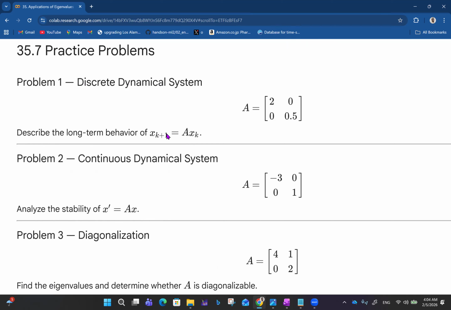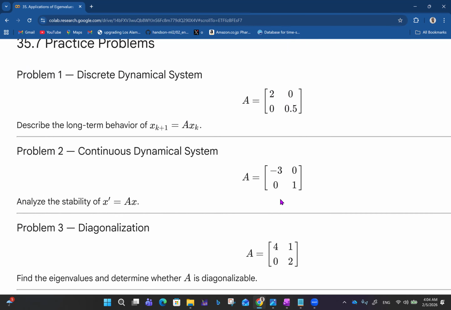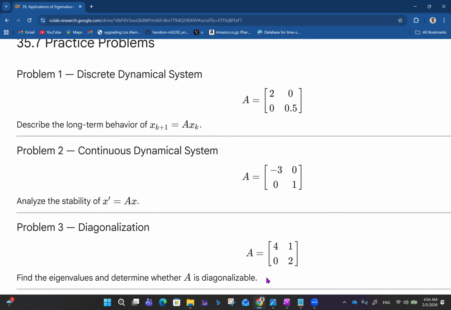Okay, but then we are talking about discrete. So for discrete, the absolute value of 0.5 here is less than 1, while the absolute value of 2 is greater than 1. So we are going to have instability here. Then coming here, this is discrete, this is continuous. So for this continuous, now we have minus 3 and 1. So this one will be decaying, this one will be growing. So unstable.